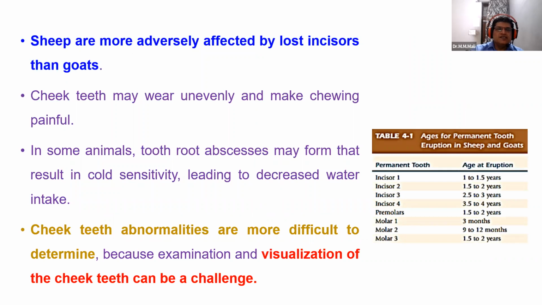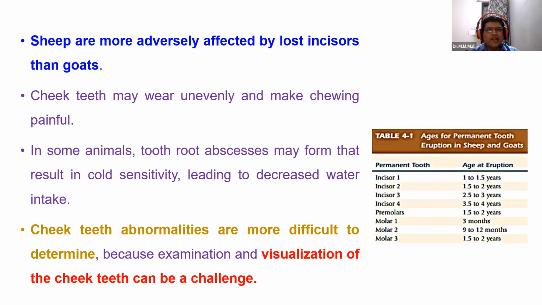So, in this slide, we can see the age of the eruption of tooth of sheep and goats. At the age of around 3 months, the first molar erupts, and at the age of around 1.5 years up to 3 years, almost all replacement of the teeth will be there. So this picture or this information suggests primarily about any abnormality in prehension or mastication.